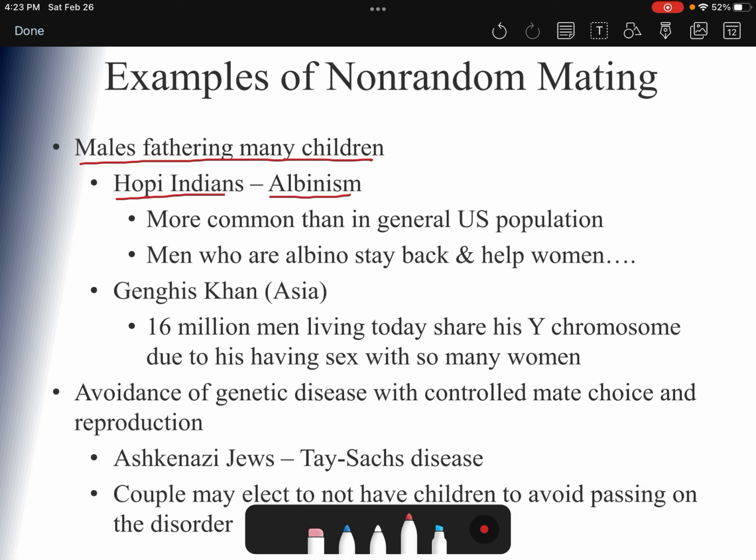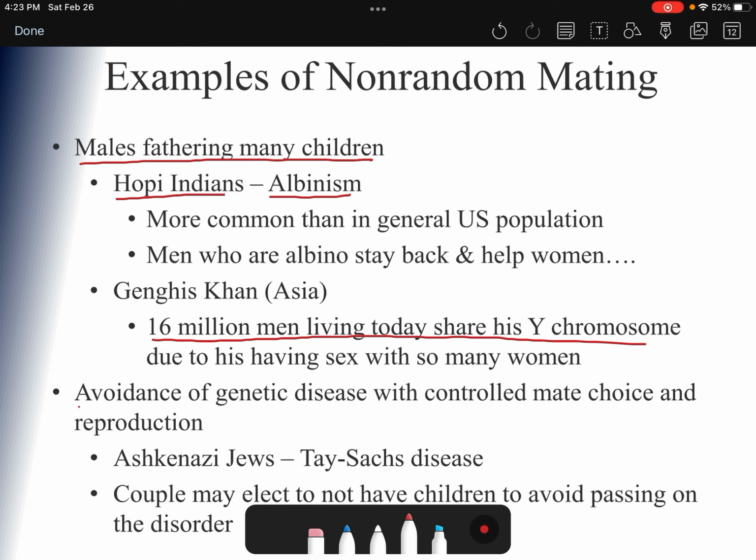Genghis Khan, in his trying to take over that region of the country in Asia, now has about 16 million men living today that have his Y chromosome because of having sex with so many women in the raping and pillaging of the different areas that they overtook. He then passed on his genes, his genetics, to all of those individuals.